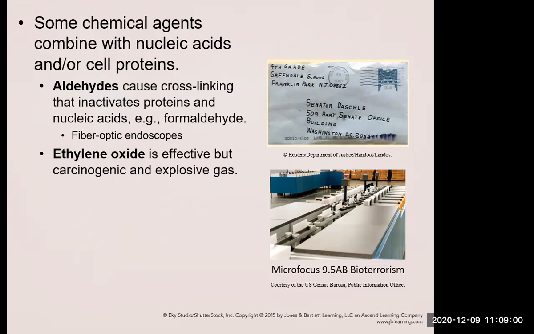Ethylene oxide, this is a gas. It's explosive and it's carcinogenic. So I don't think we're going to want to use this too often. But if you have to sterilize something like wood, paper, leather, metal, rubber, that's where you'd use this.